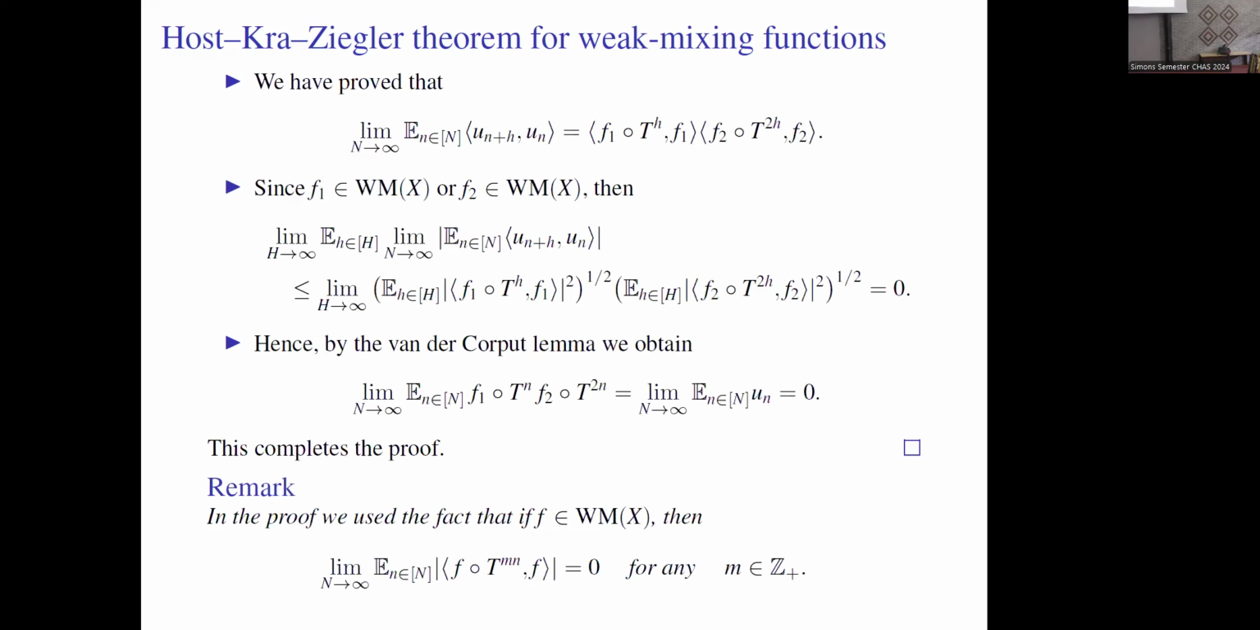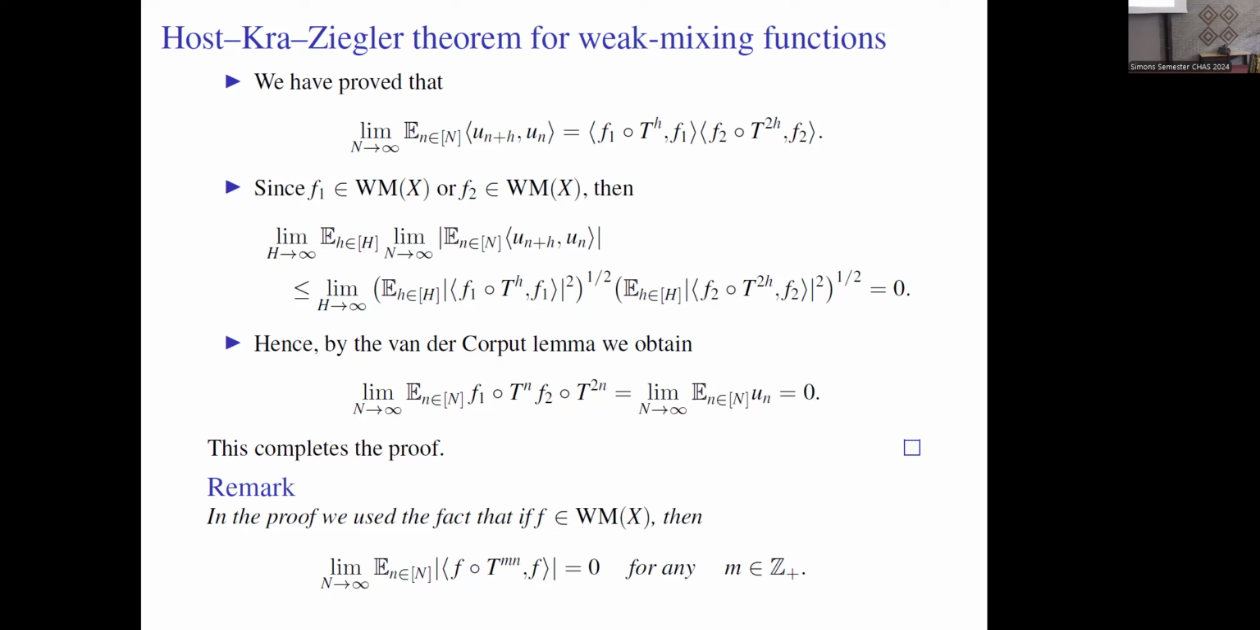And yeah, so therefore we prove this, okay? We prove this. And now we see that if at least one function here is weakly mixing, if we average over h now and use Cauchy-Schwarz and pass with h to infinity, then this converges to 0. So therefore, here by the van der Corput lemma, we obtain that this limit is equal to this limit, and this is 0.